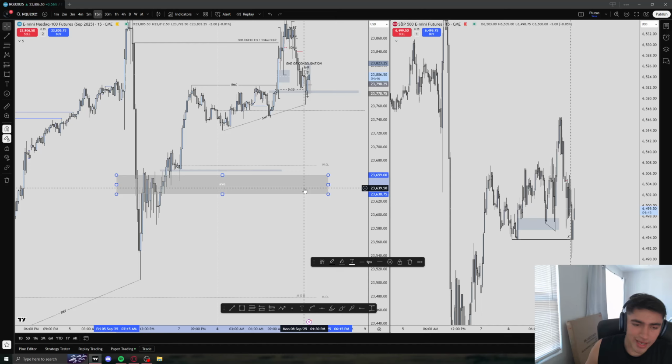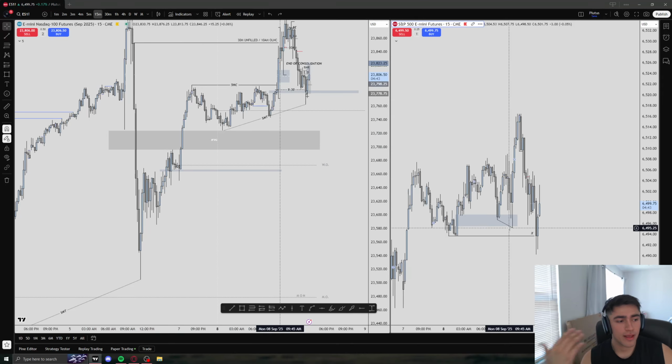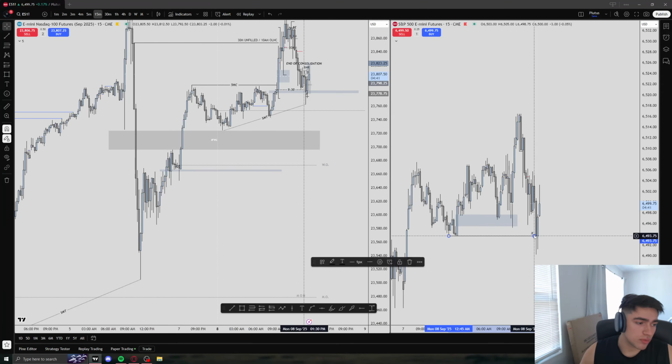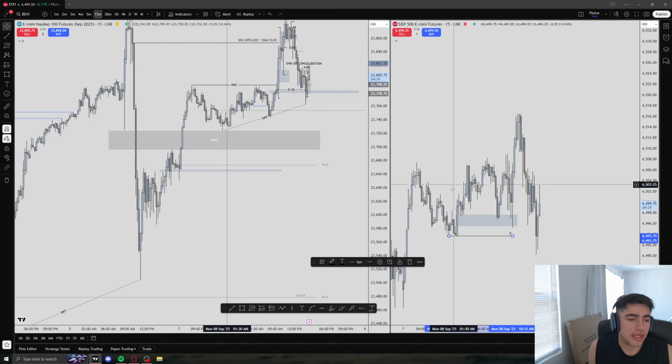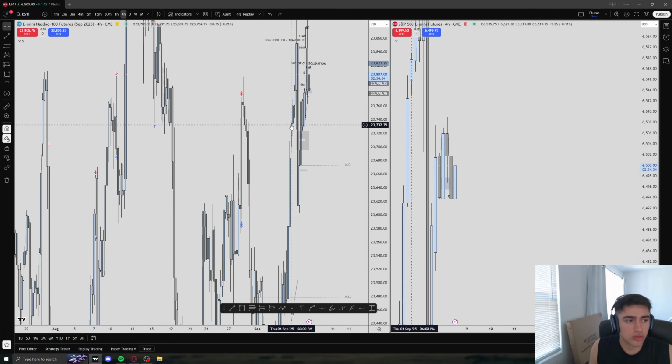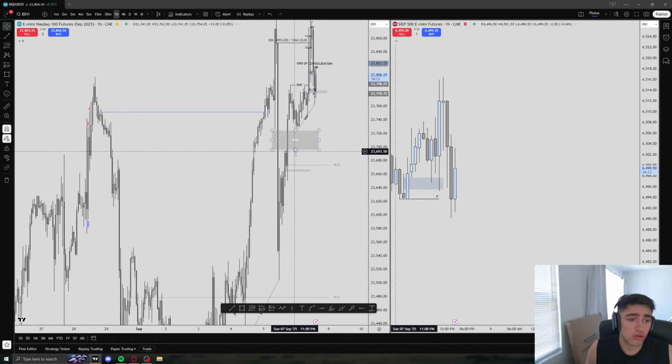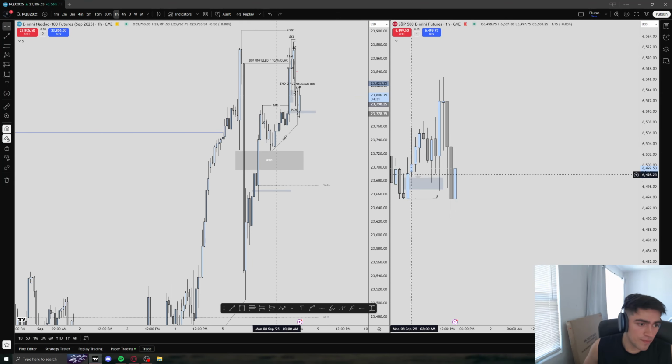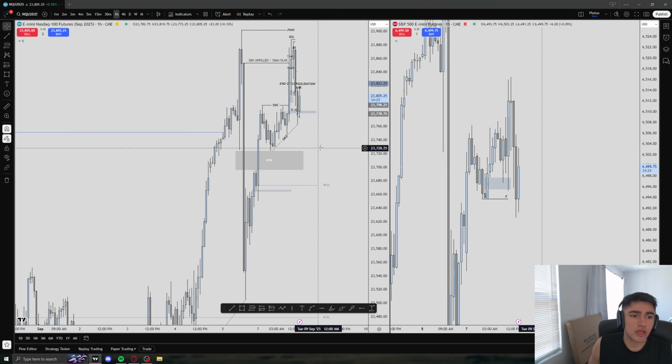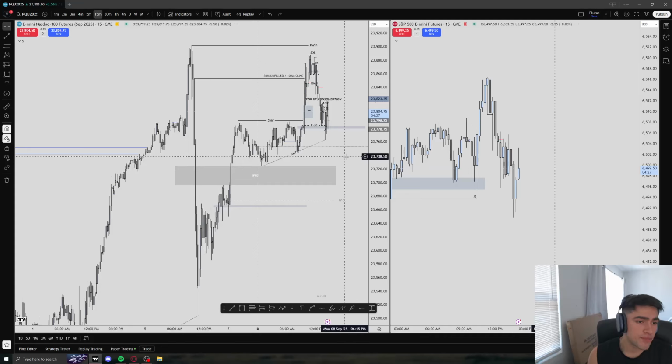Now, coming into the day, what did I want to see? I wanted to see ES sweep this 4-hour because London opened higher. And we had these 4-hour equal lows. Like, look at these, 2 equal lows on the 4-hour. This looks so free to me. I was like, all right, if price sweeps these equal lows, I'll look for longs, right?